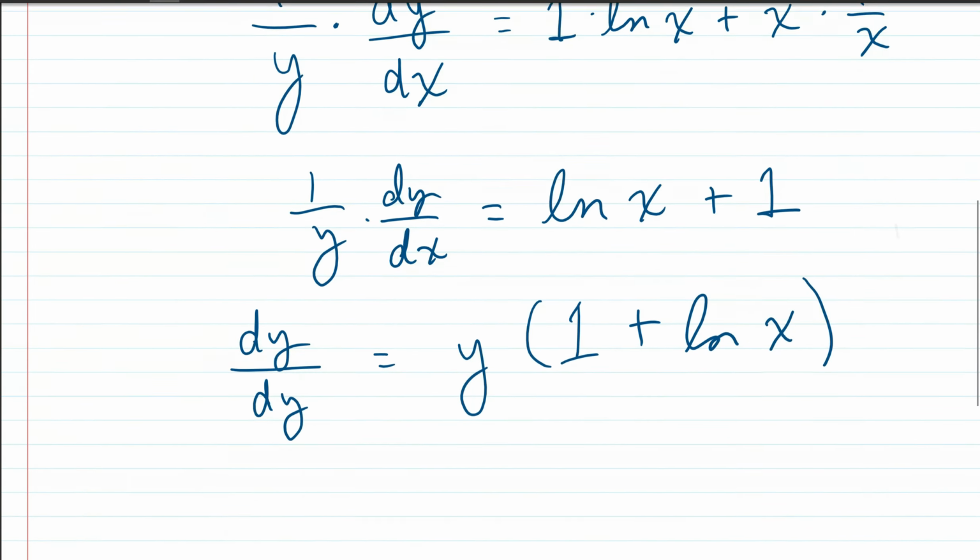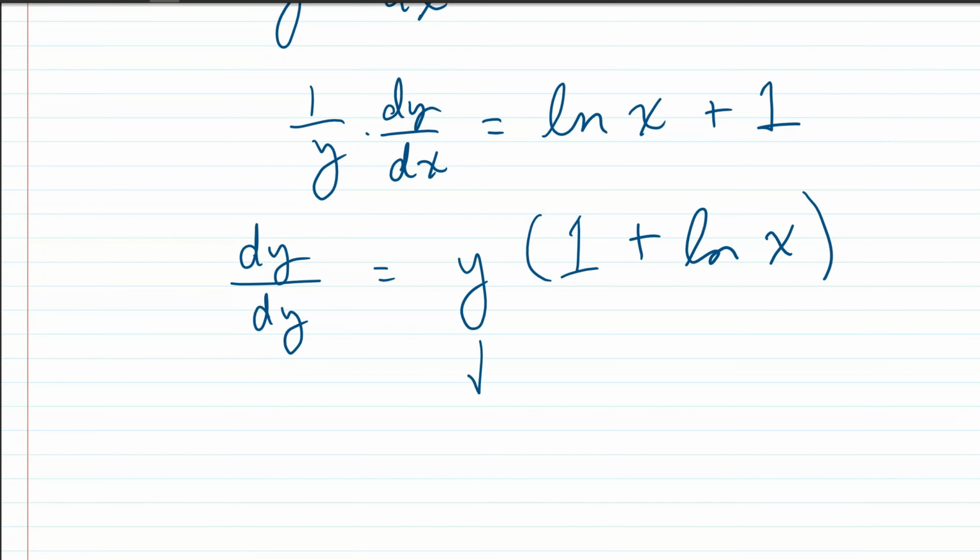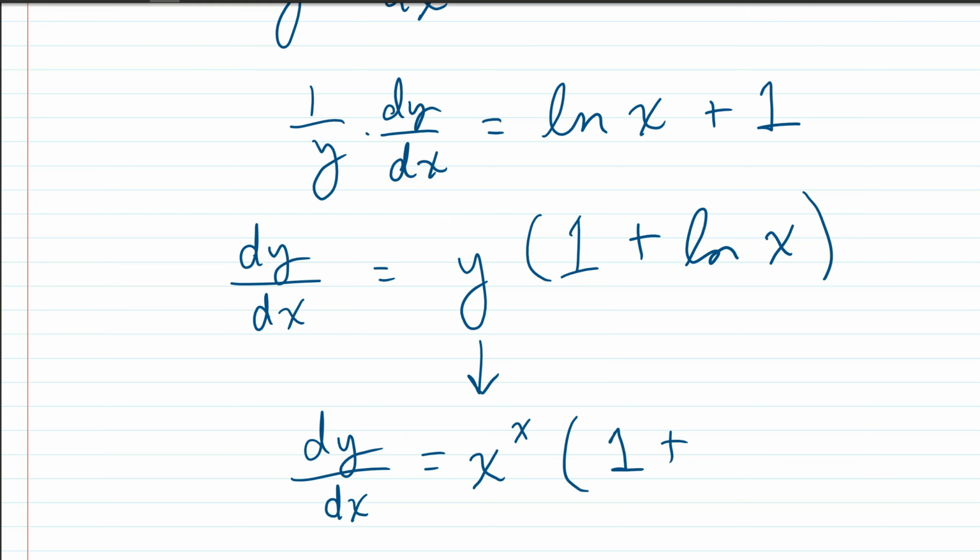Lastly, let's substitute for that y. What was the y? If you go back to the original problem, you'll see that the y was x to the x power. And then this is times the quantity of 1 plus the natural log of x.